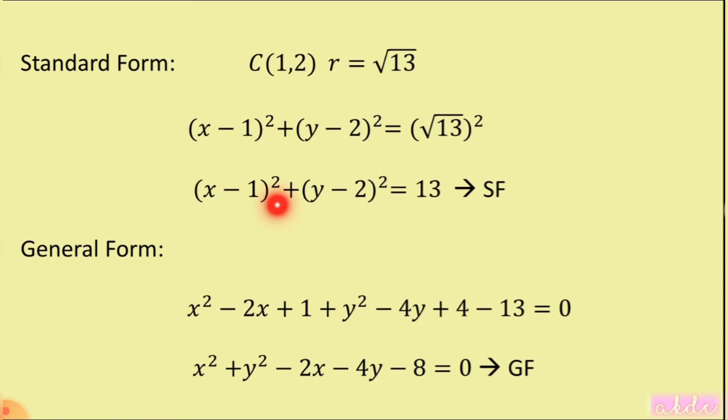Now for general form, expand the standard form. X minus 1 times x minus 1 is x squared minus 2x plus 1 plus y squared minus 4y plus 4. Transpose 13. So it will become negative 13 equals 0. Then simplify and rearrange. X squared plus y squared minus 2x minus 4y. 1 plus 4 is 5 minus 13 is negative 8 equals 0. So that is the general form.